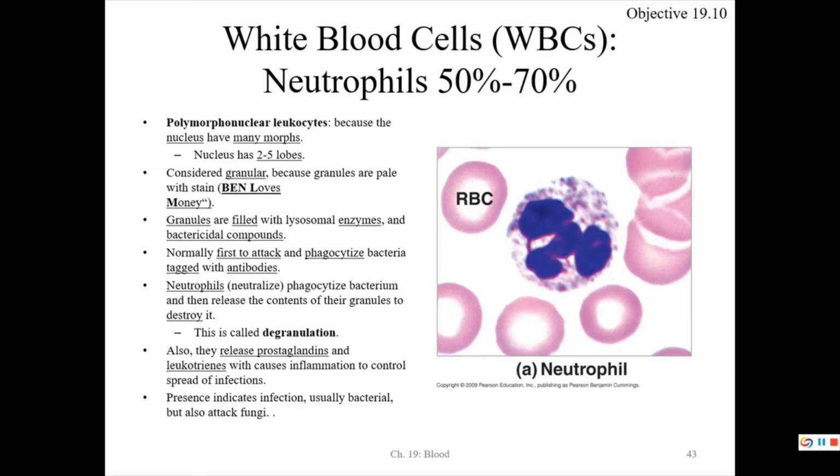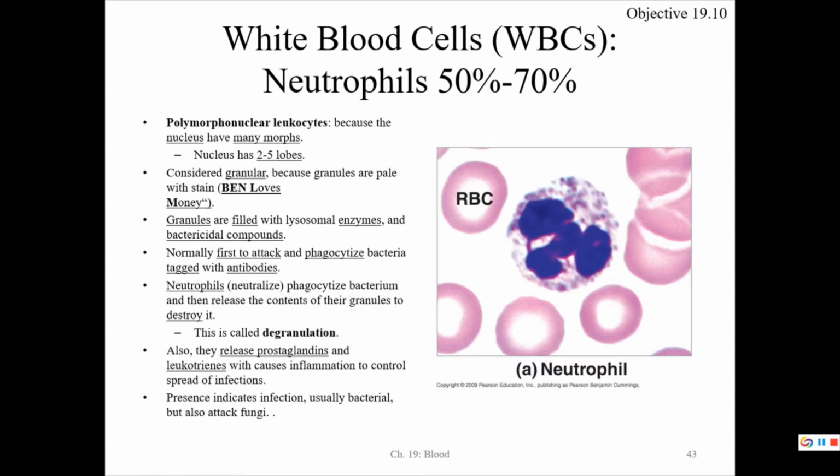Granular. These granules have lysosomal enzymes and bactericidal compounds in them. These are normally first to attack. They are phagocytic, neme phagocytes, and they phagocytize anything that has antibodies on them. Now, you can see that they are granular. Here we can see all the granules.